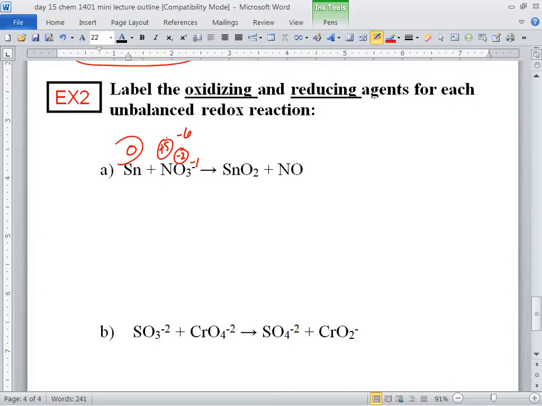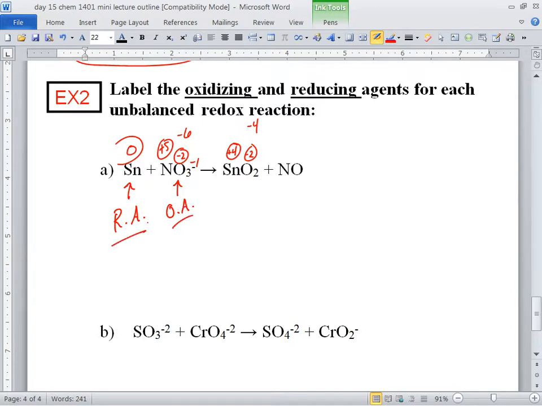So tin is 0. What is tin on the other side? I hear plus 4, right? Because each oxygen is a negative 2, that'd be a negative 4. So tin goes from 0 to positive 4. Tin gets oxidized, so it is the reducing agent. So that means nitrate must be the oxidizing agent. You don't even need to calculate anything.